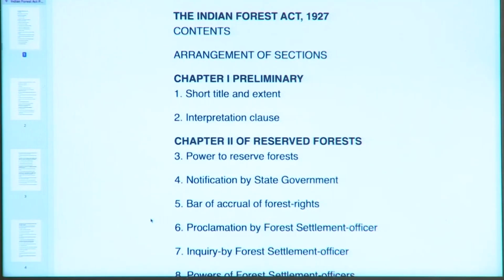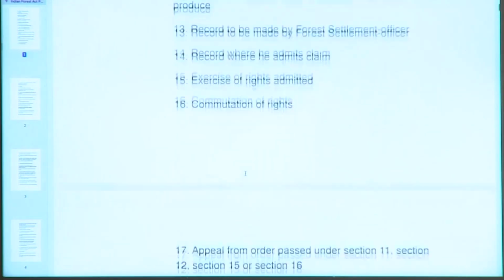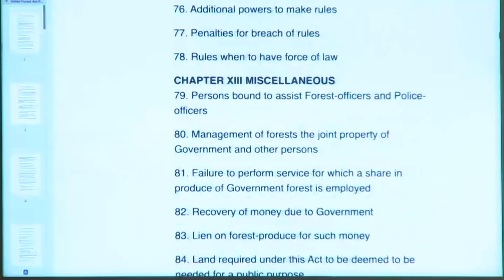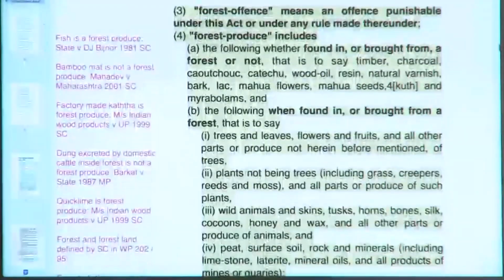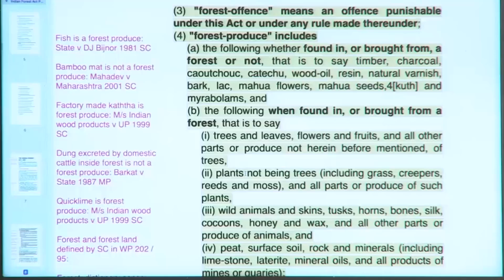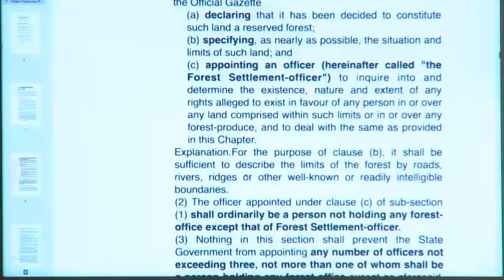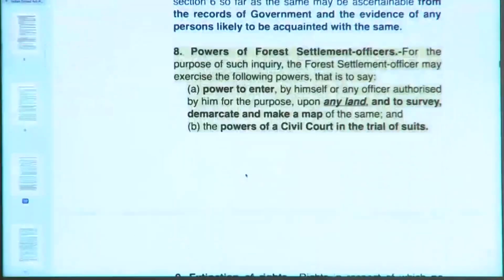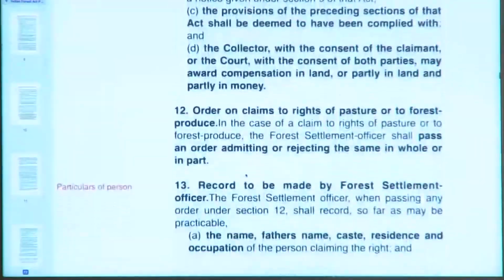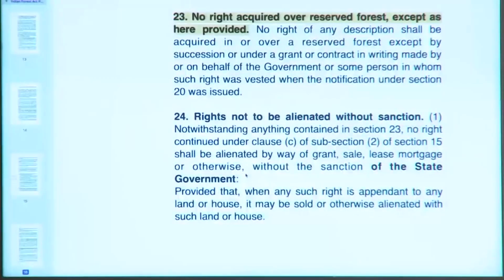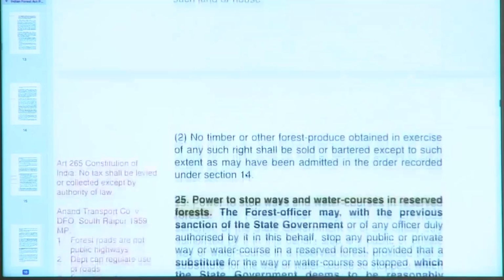Next, we looked at forest law. So, we began with the Indian Forest Act 1927, and we saw that in the case of the Indian Forest Act, you have defined the forest offence, forest produce, timber, tree, and the government has the power to reserve the forest. And in the case of reservation of forest, the government needs to appoint a forest settlement officer. The forest settlement officer has certain powers, and so no right can be acquired over a reserve forest except as herein provided.